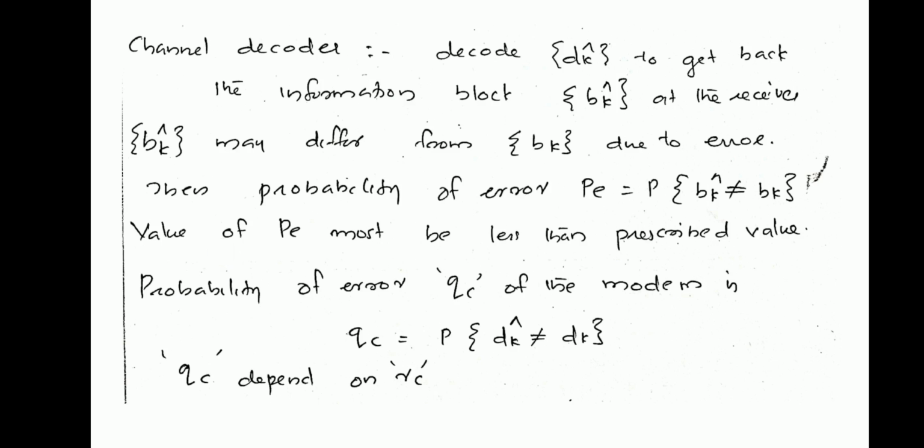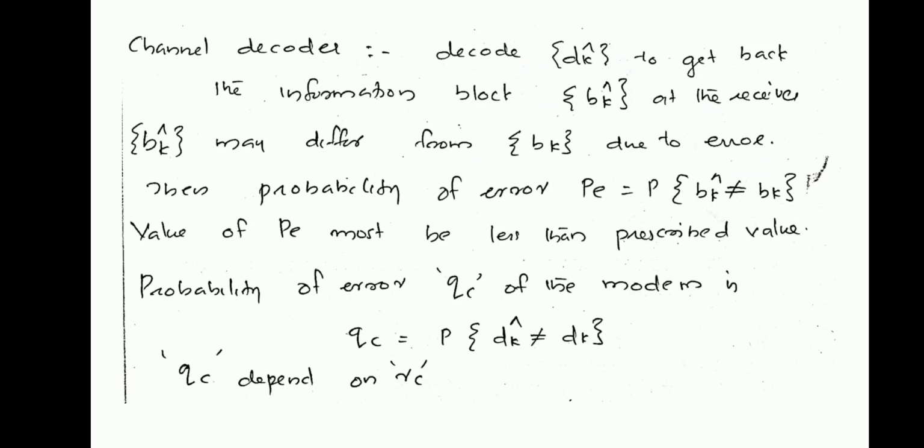This is the rate at which a modem operates to produce message block dk dash at the receiver. Then we can see what a channel decoder is. The channel encoder adds some check bits to the message bits and produces the encoded output. The channel decoder will collect this coded output and decode it to get back the information block, bk dash. So the decoder accepts dk dash and generates bk dash at the receiver. So bk dash may differ from bk due to error. This bk is the message that we sent, but bk dash is the message that we decoded.